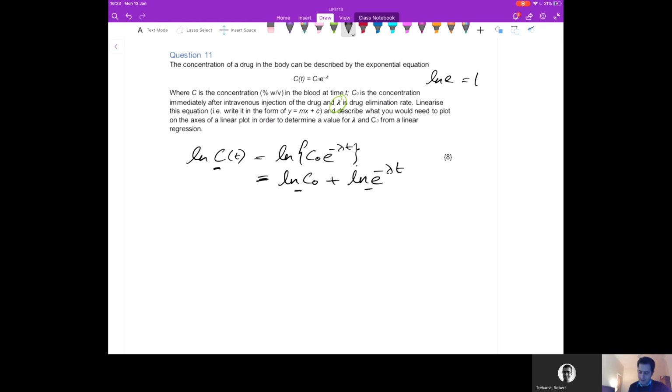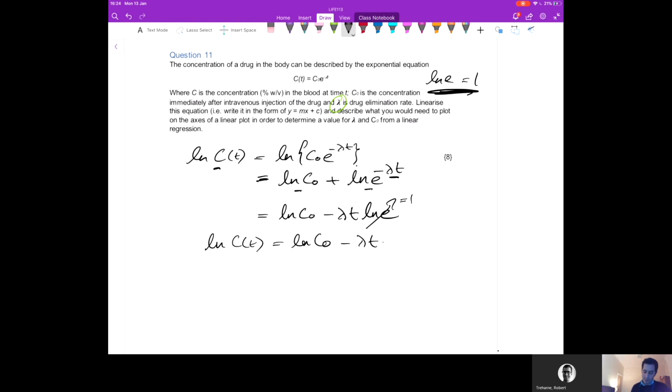I can expand this out further by using my power law of logs. Let's write that term back in. I know that if I've got an exponent here and I've got a natural log in front of it, I can take the exponent down in front of it to multiply it, which, the word I'm looking for here is linearize it. And I'm left with ln e. I've just told you that that is equal to 1. So if I rewrite this whole thing, that's equal to ln C naught minus lambda t.